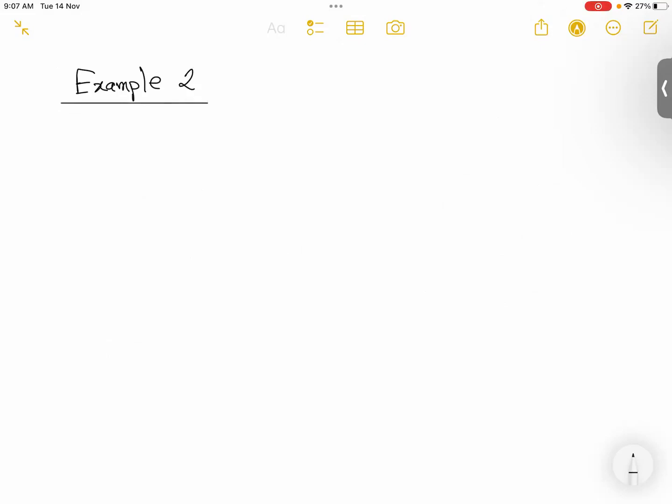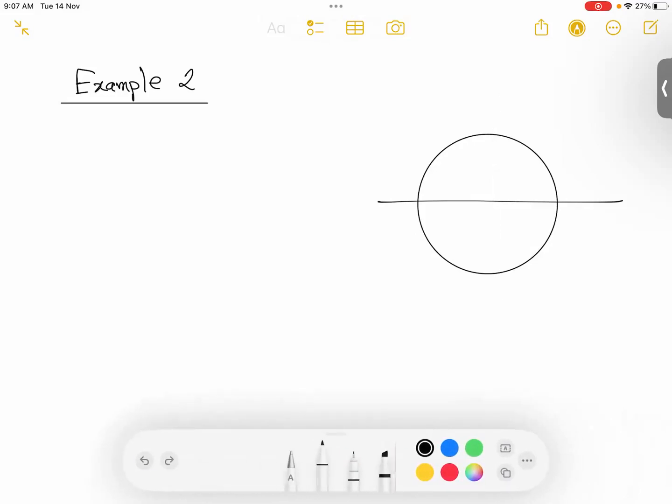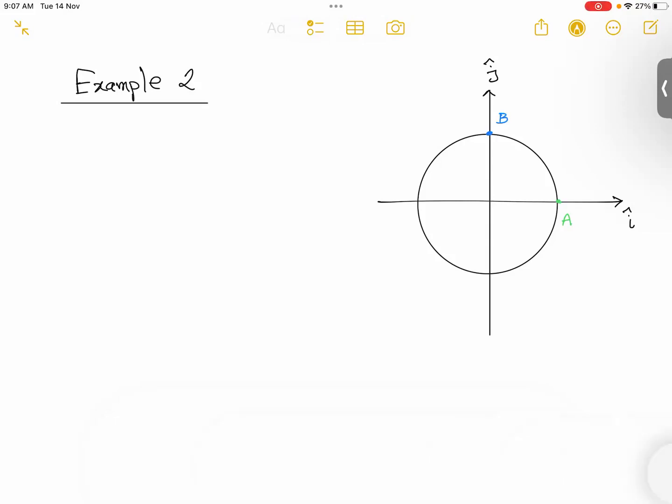So example 2 is a simple example. Let me show you the problem. This is i hat, this is j hat. And let's say a particle was at this green position, let's call that A, at some time and after some time it moves to position B. Let's say it's given that the angular velocity is 5 radian per second.